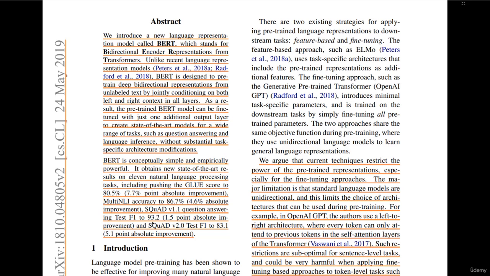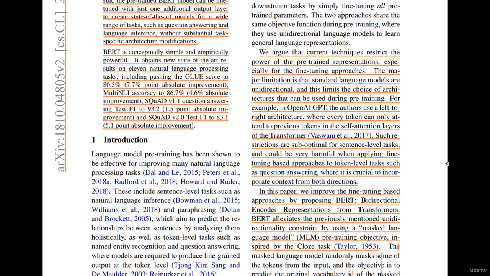We see here that for SQuAD version 2, on which we're working, it has an F1 for the test of 83.1%. The authors argue that current techniques restrict the power of the pre-trained representations, especially for the fine-tuning approaches.